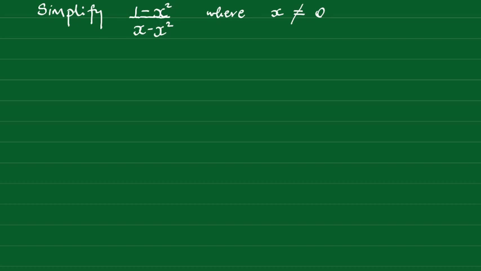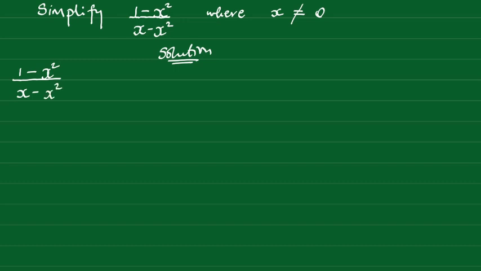Now we have this question from JAMB 1979, question 36, where we are asked to simplify (1 minus x squared) divided by (x minus x squared), where x is not equal to 0. So quickly we dive into our question by writing solution. We copy out our expression: 1 minus x squared divided by x minus x squared.